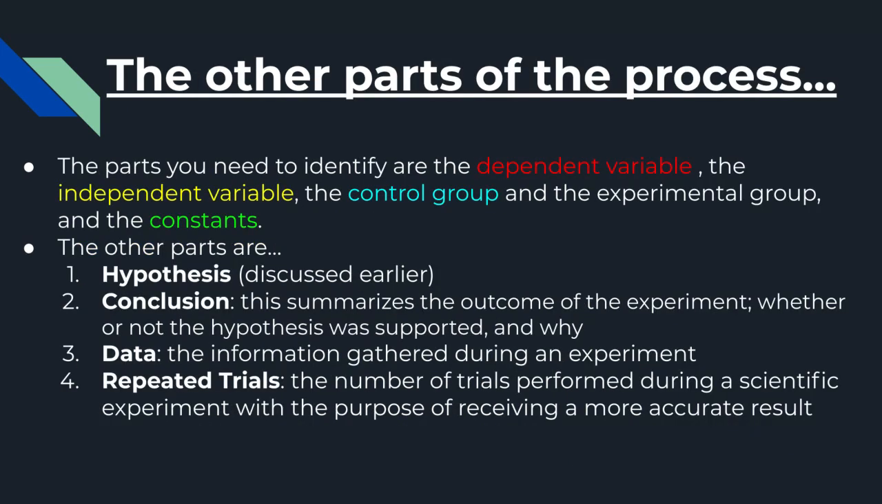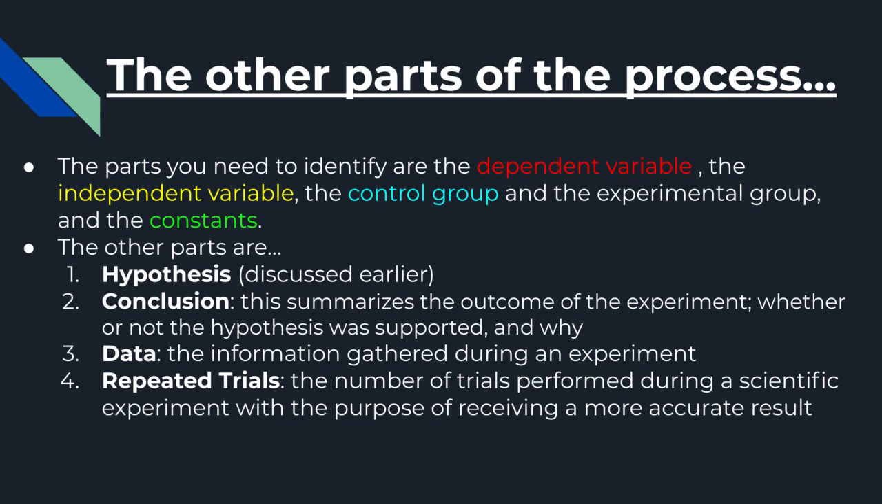There are a few other parts you need to know, but you don't need to be able to identify them. This will help you on the vocabulary portion of this unit, and you need it especially if we're going to run our own experiments. You do need to know the dependent and independent variables as the two things that can change. You need to know the control group and the experimental group as the two different groups in the experiment. And you need to know what the constants are for each trial.